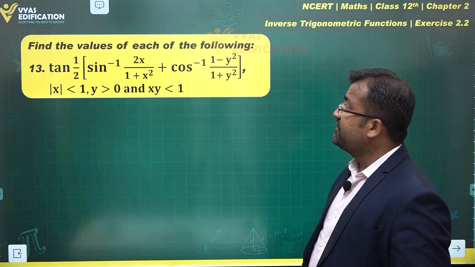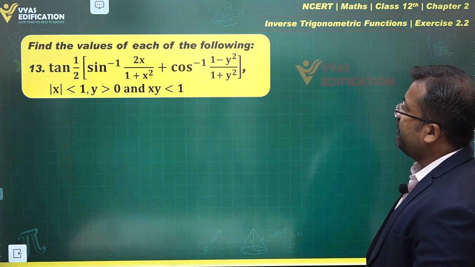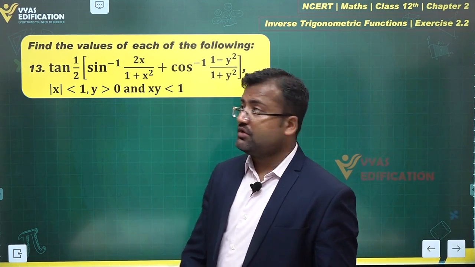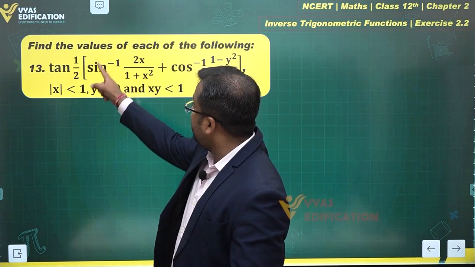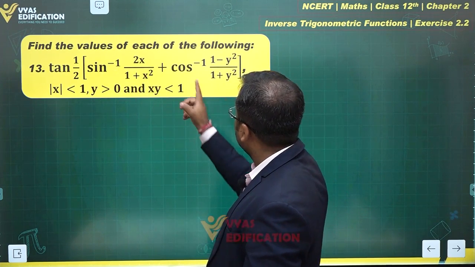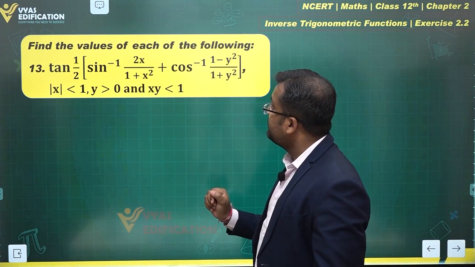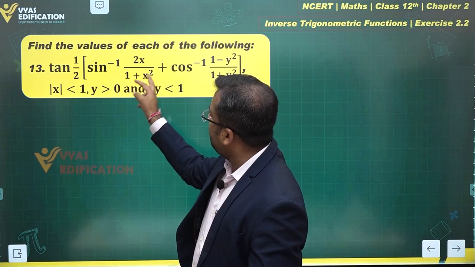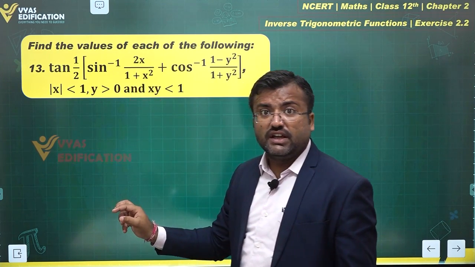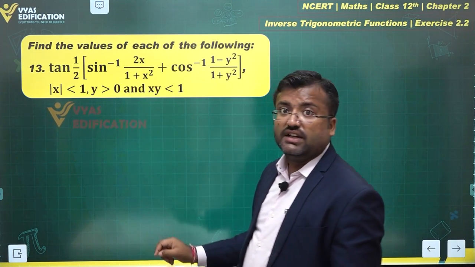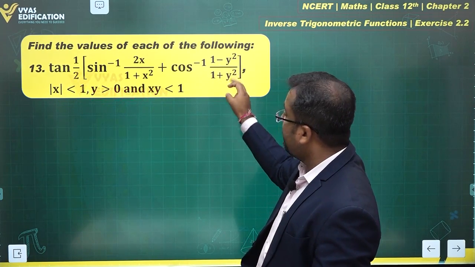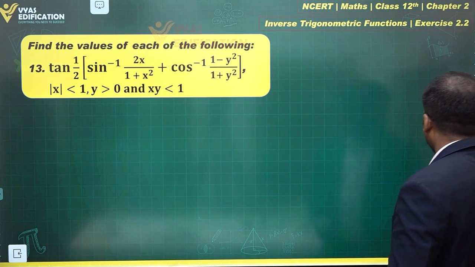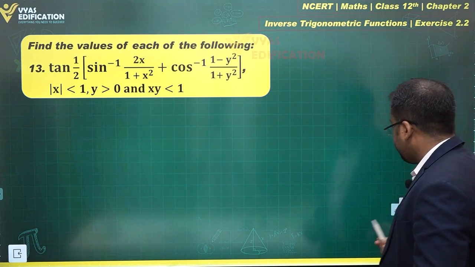Let's try to simplify this. Find the values of each of the following. This is one single question. It looks pretty big. You observe that you have sin inverse 2x over 1 plus x square, and cos inverse 1 minus y square upon 1 plus y square. Now this is of some particular form. If you observe carefully, this is of the form 2 tan theta upon 1 plus tan square theta, which will become sin inverse sin 2 theta. And this is 1 minus tan square theta over 1 plus tan square theta, which will become cos inverse cos 2 theta.